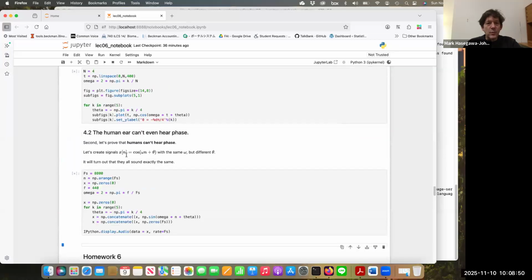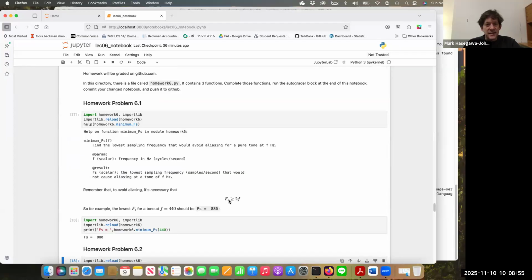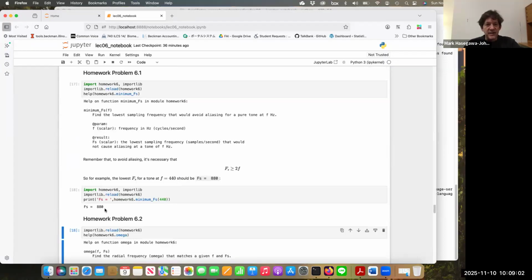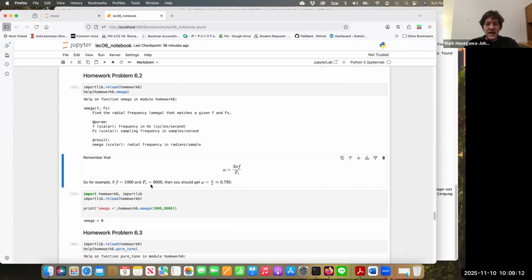All right, problem 6.1, minimum fs. Here's the help on that function, telling us, remember that we need fs greater than or equal to 2f. And so when we set it up, the fs should be 880, and we got fs is 880. Now let's try omega should be 2 pi f over fs. If little f is 1,000 and fs is 8,000, then omega should be 2 pi times 1,000 over 8,000, which is pi over 4, which is about 0.785. And we get omega is 0.785.